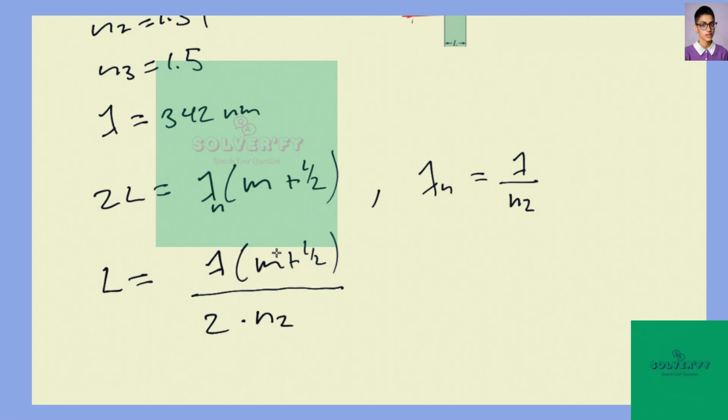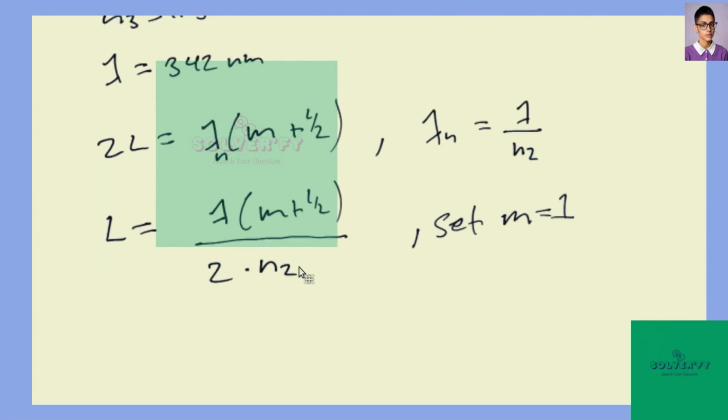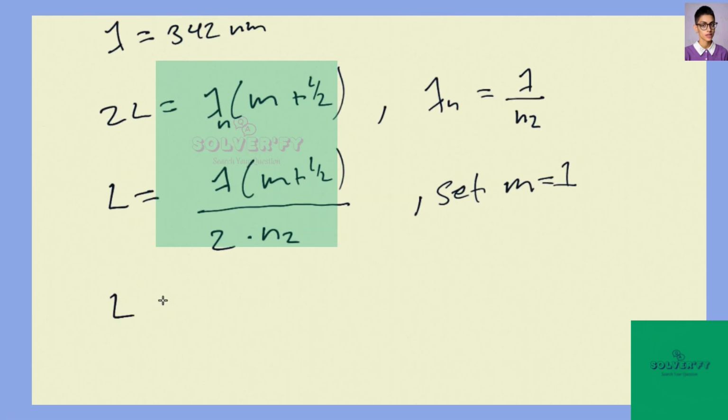And they want us to find the second minimum thickness. Well, the minimum thickness would be if you set m to 0. That will make this whole right-hand side of the equation the smallest. So this next one would be setting m to 1, right? So we set m to 1 for the second minimum thickness. And then we plug in all the numbers, and we find that L equals 161 nanometers.